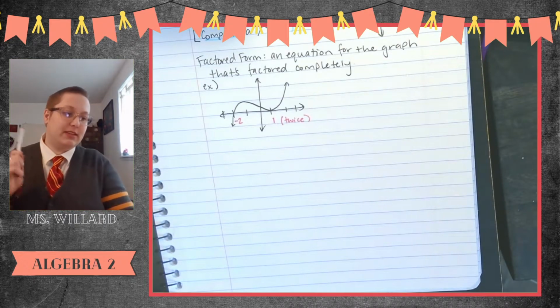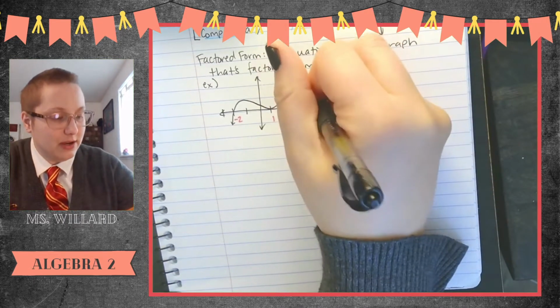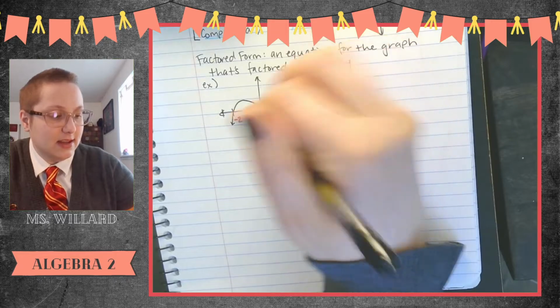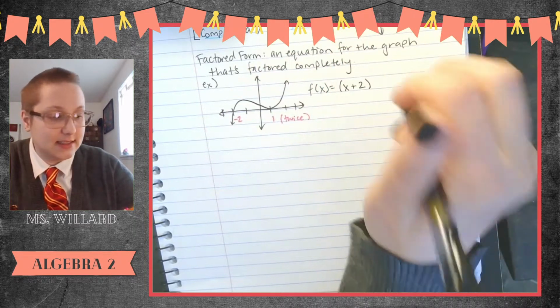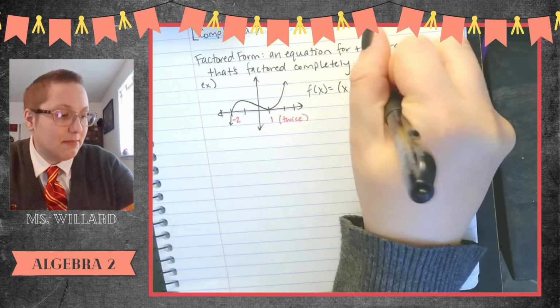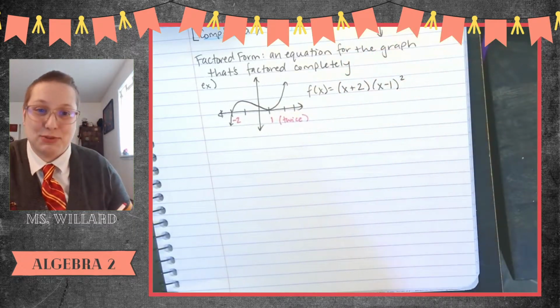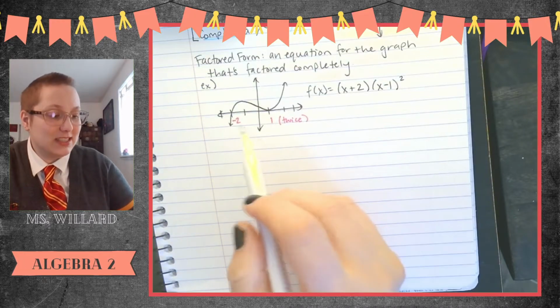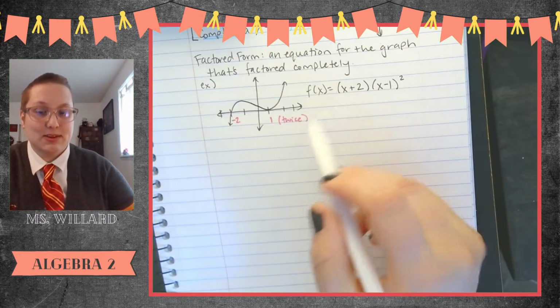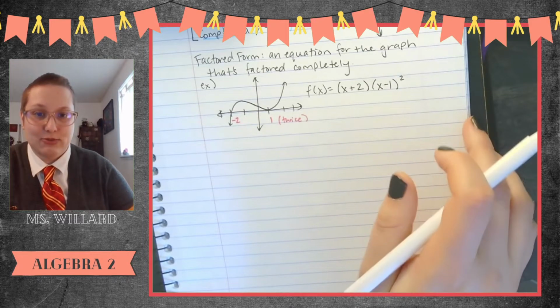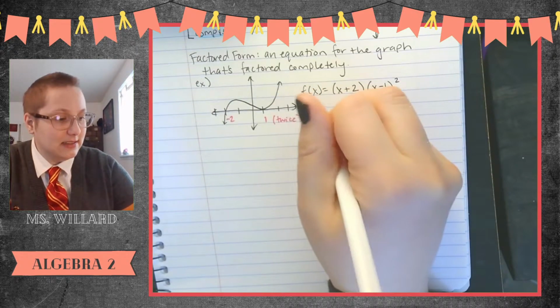So then what we do for the factored form is that we go f of x equals x plus 2, opposites, and then x minus 1 twice, which means squared. So notice that this said -2 and the other one is a +2. And then this was +1 and it turned into a -1. So this is opposites.